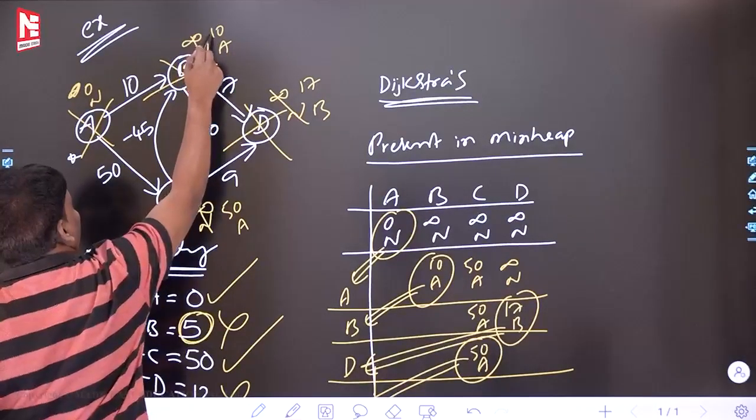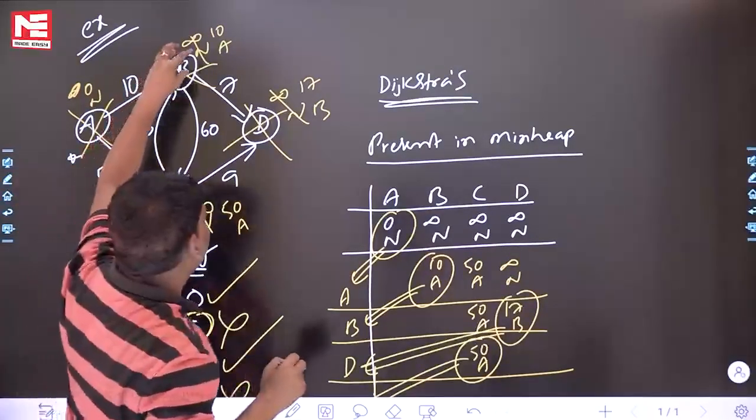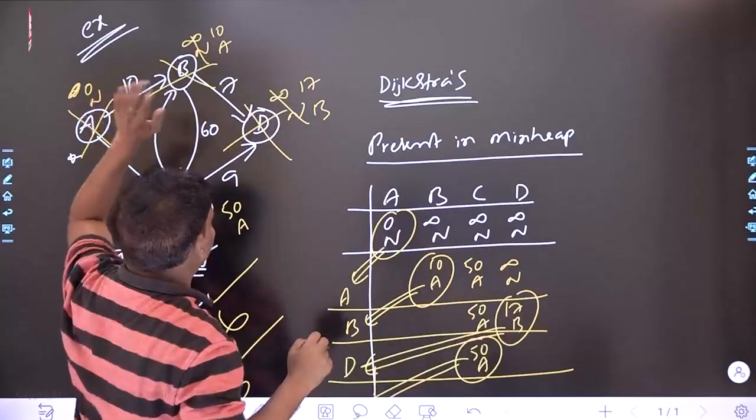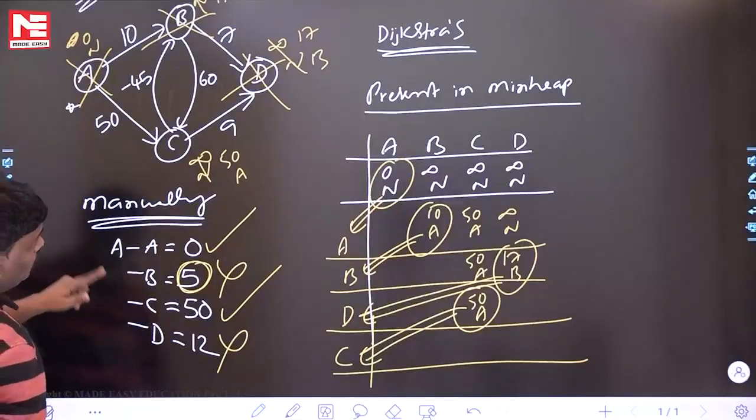And one more. If it is 5 plus 7, 12. This is also wrong. Because this one is wrong, right? Wrong plus something, it is also going to be wrong. So that is the reason 2 wrongs came. So B also came wrong, D also came wrong.